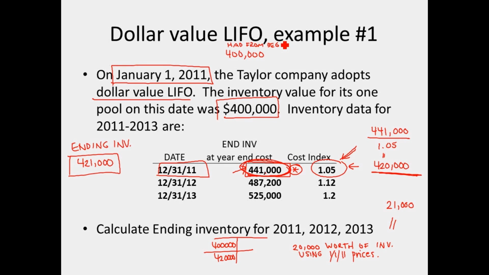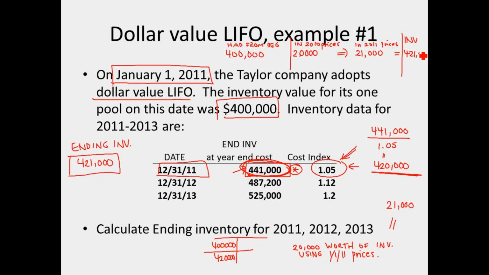So I still have these units, plus I have another $20,000 of units in 2010 prices. But I can't pay 2010 prices in 2011. I have to pay 2011 prices. So how much is this extra $20,000 valued at? Well, it's valued at $21,000 in 2011 prices. So the sum of my inventory is 421.